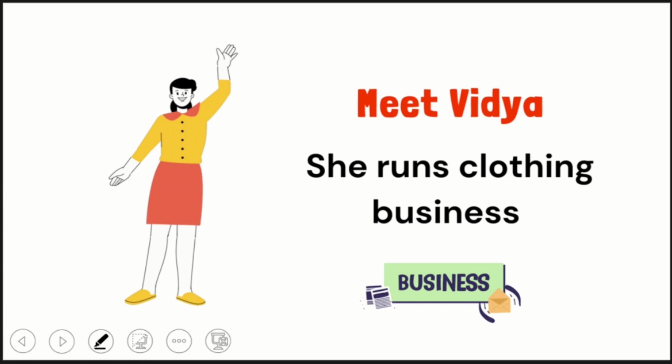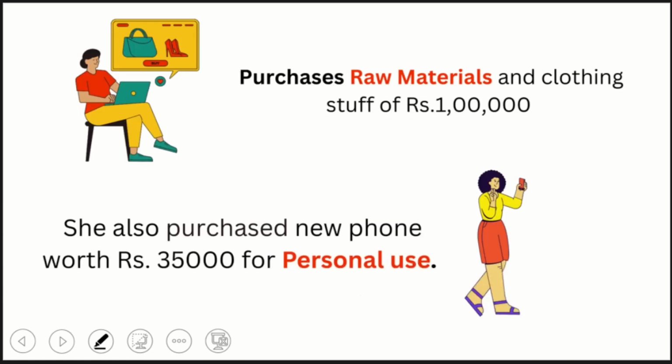So here, meet Vidya. She runs a clothing business. Now let us take a deep dive into Vidya's clothing business, like what all activities she is undertaking in a particular month. Let us read out the transactions one by one. First one, Vidya purchases raw materials and clothing stuff worth rupees 1 lakh. Second, she purchased a new phone worth rupees 35,000 for personal use.